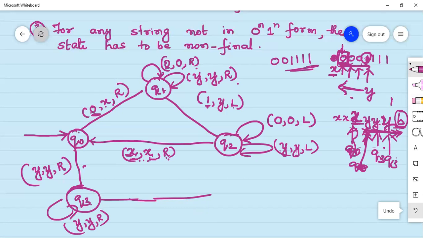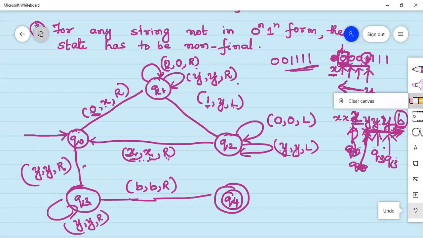Now next, the final state is when, if at all you reach a blank. So I'm not going to make any changes to blank. I'm just going to change my state to a final state. So let's call it q4. I'll write one or two examples and show you how this works out, okay?